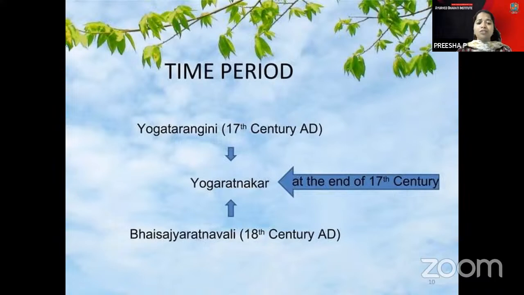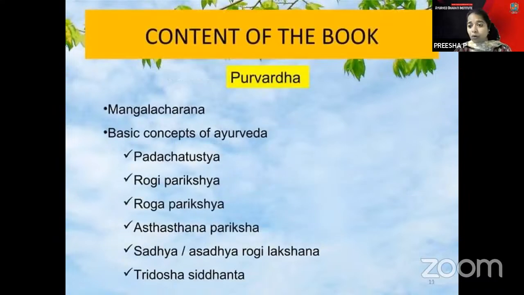Whenever we consider the book Yogaratnakara, the Purvardha part starts with the Mangalacharana and covers most of the Nidana, like the Pada Chatushtaya, Rogi Pariksha, Roga Pariksha and also the Ashtasthana Pariksha. These are done in the Purvardha part. Also, PG level questions will be asked regarding Dik of Mutra Pariksha.